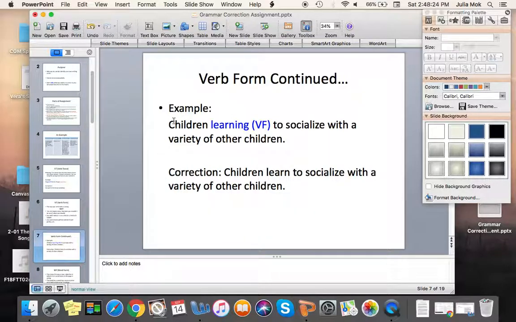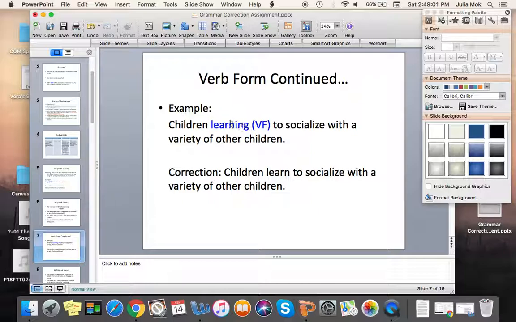An example here: children learning to socialize with a variety of other children. So here, this verb is in the present. It's an ing verb. We're not sure if she was trying to use it as a present progressive verb or as a gerund, which is a verb that has become a noun. We're not sure, but either way, this is just not the way a verb should look on a page.